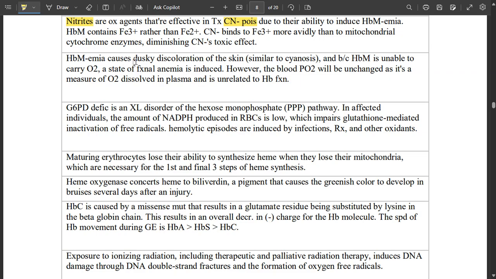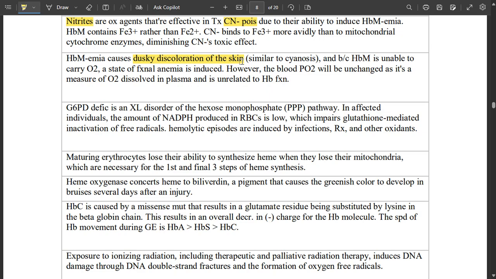Methemoglobinemia can cause dusky discoloration of the skin, similar to cyanosis, and because methemoglobin is unable to carry oxygen, a state of functional anemia is induced. So anemia occurs because of absence of oxygen in the peripheral tissues. So methemoglobin, although it has oxygen, results in a relative anemic state.